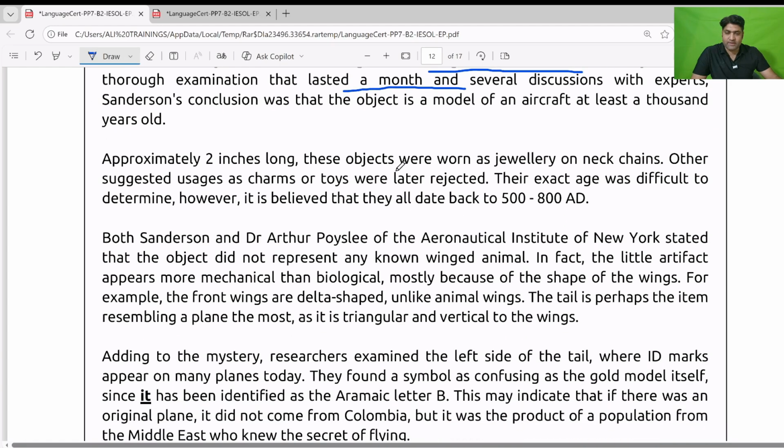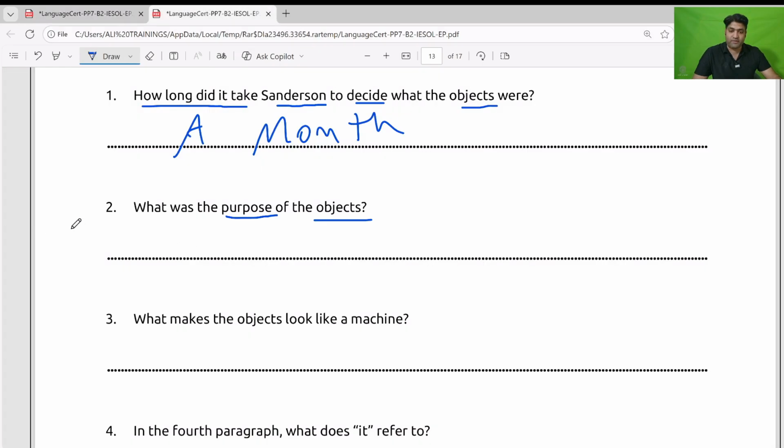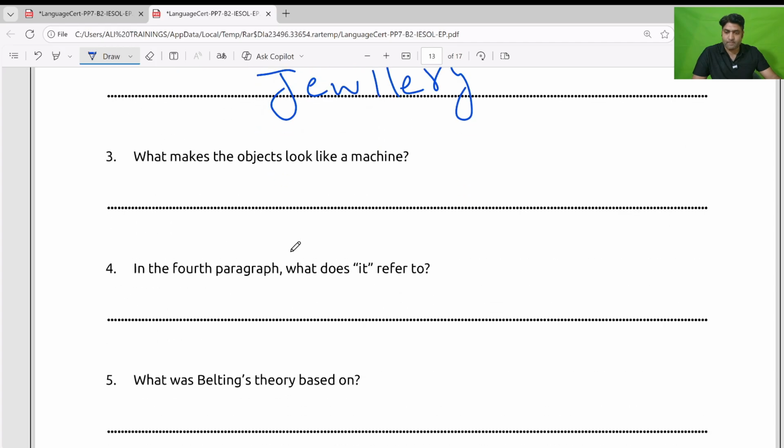Approximately 2 inches long, these objects were worn as jewelry. Yes, they were worn as jewelry. The purpose of that object was to wear as jewelry. The objects were worn as jewelry or neck chains. So we will write jewelry here. What was the purpose of the objects? The purpose of the object was jewelry, or you can write jewelry only.